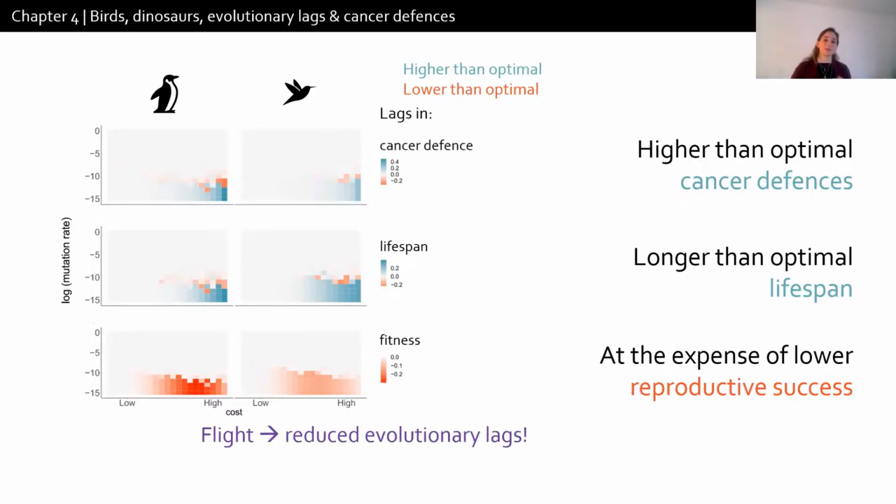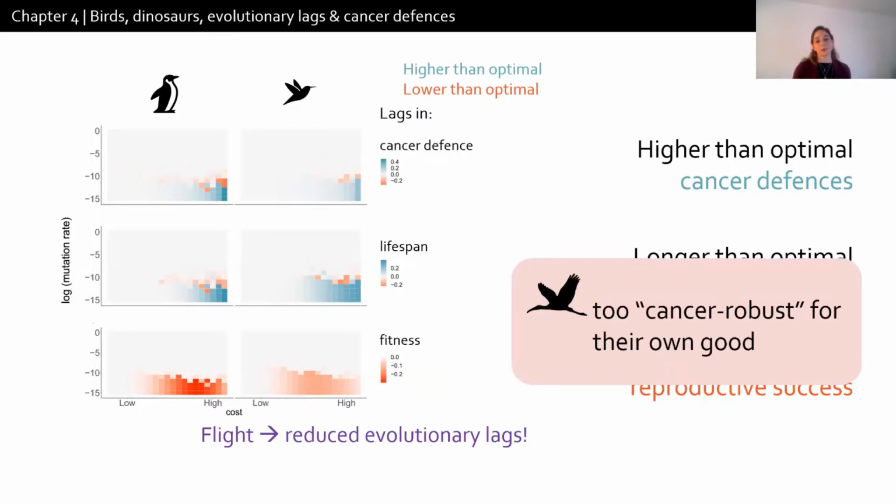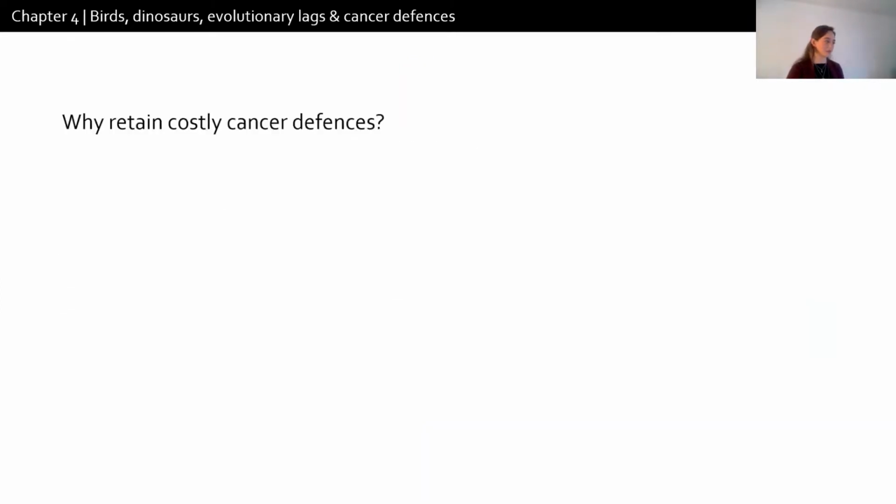Flight, to an extent, reduced these lags. I already mentioned that flight might lead to a longer lifespan. So having a longer lifespan meant that they could benefit from these defenses for a bit longer, which meant that the lags in fitness were less. But nevertheless, it didn't completely compensate for having too high cancer defenses. So in sum, birds might be too robust for their own good if they keep the dinosaurian cancer defenses.